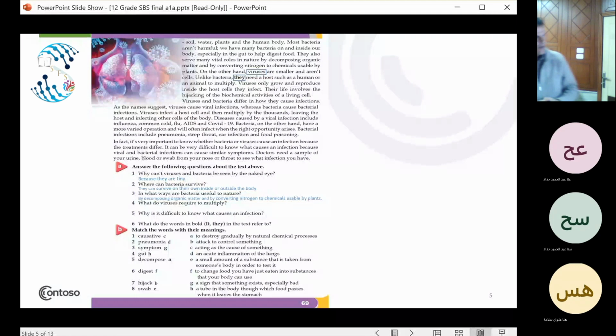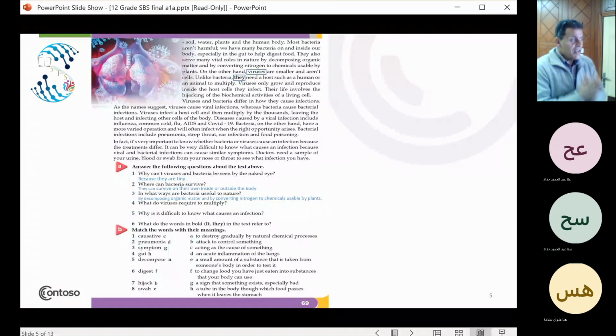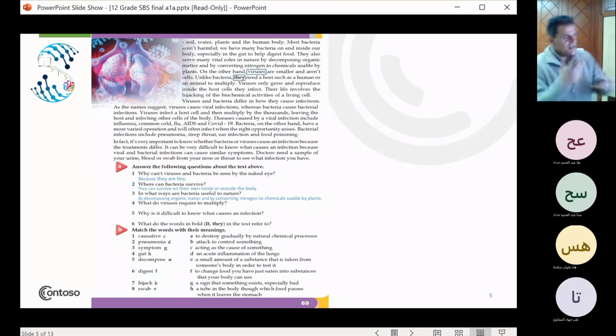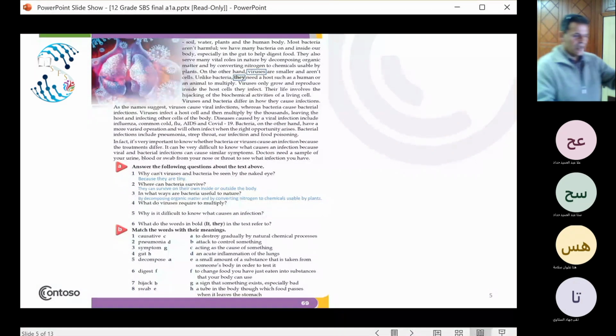Yes. The fourth one. Who will try? What do viruses require to multiply? What do viruses need? Require means need. What do viruses need or require to multiply? Yes. They need a host such as a human or an animal. Yes, right you are. Brilliant. Let's check our answer. They need a host, such as a human or an animal to multiply.